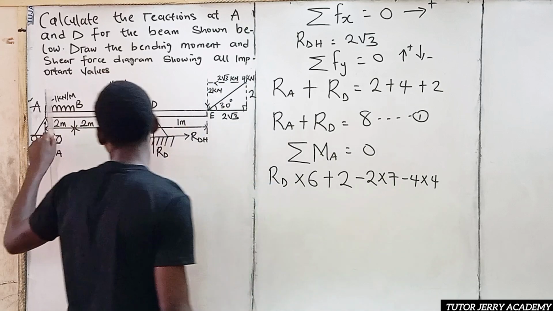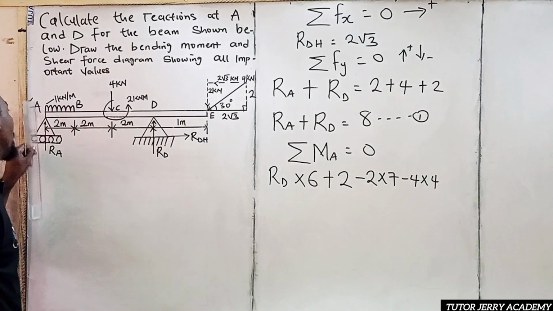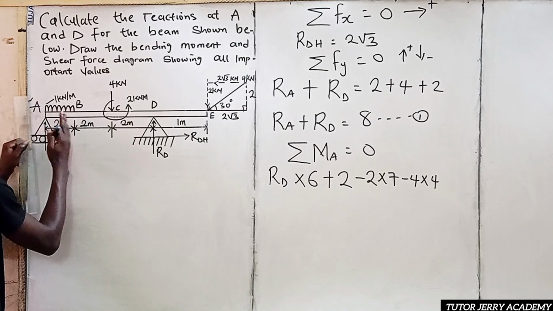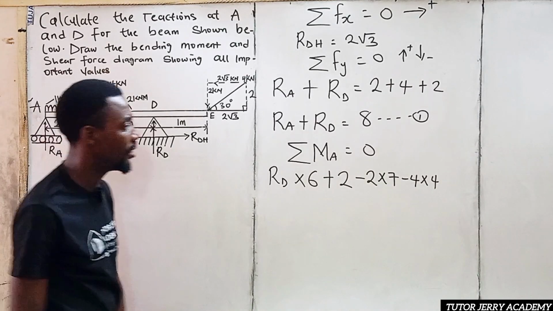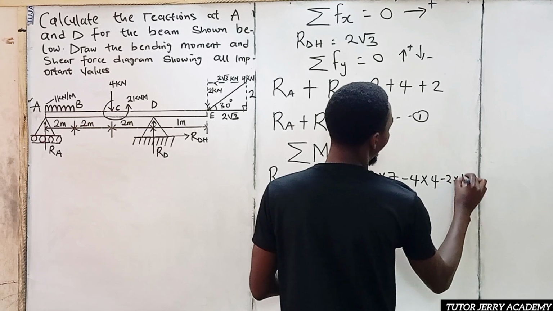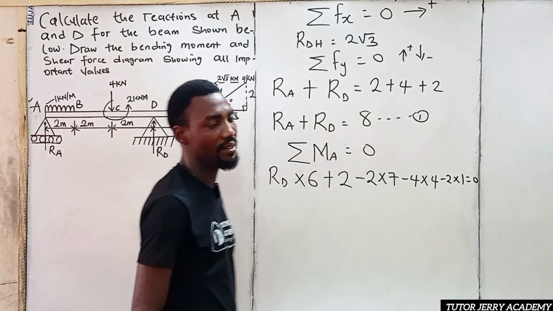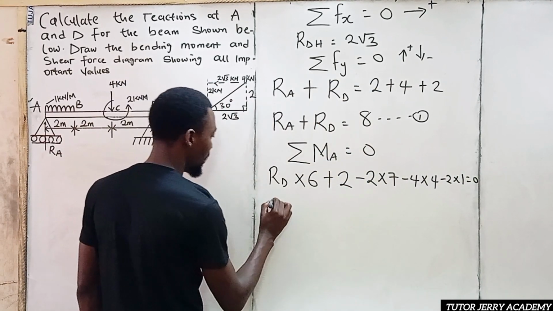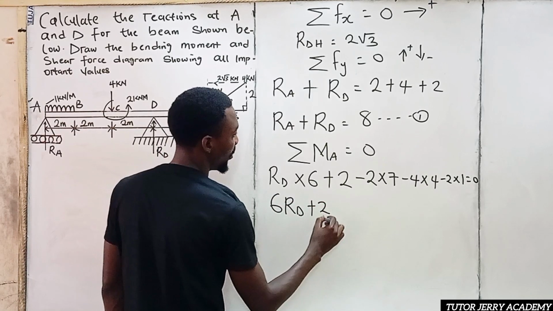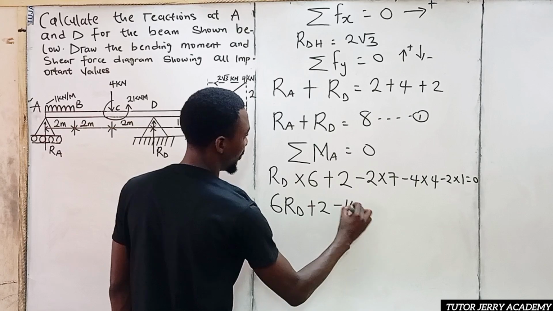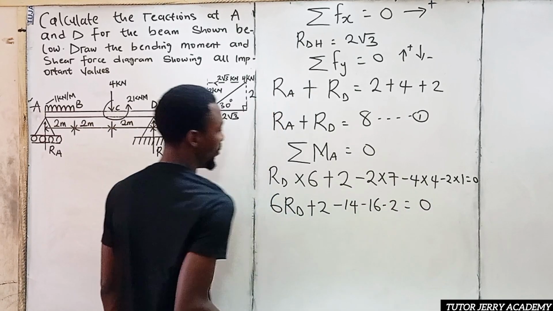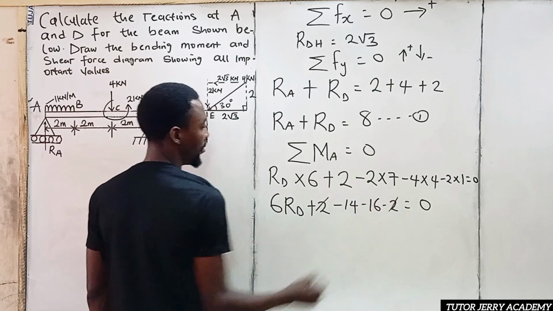Why this part, when we convert this to a point load, is going to be 2. And it's going to act at 1 meter to the right and 1 meter to the left. So we are going to have this to be minus 2 multiplied by 1. Everything should be equal to 0. Alright, so this is going to be 6 R_D plus 2. Then this is going to be minus 14 minus 16 minus 2 equals 0. So these 2 will cancel out these 2 here.